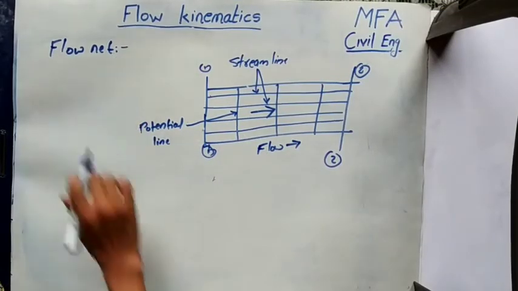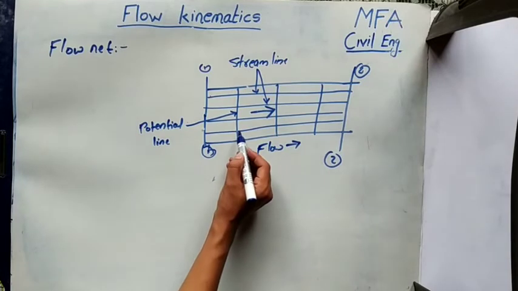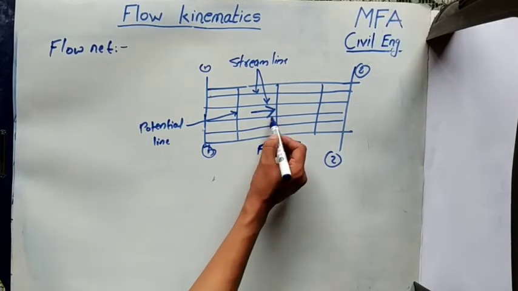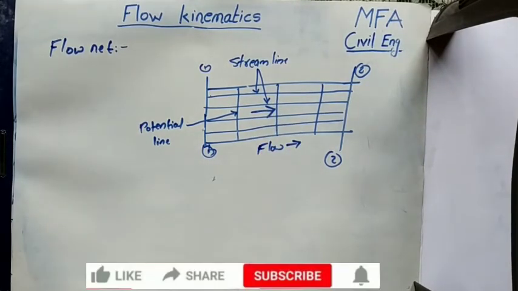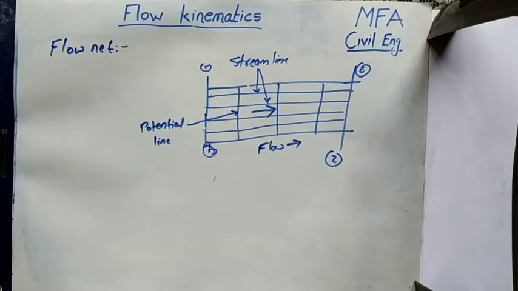Now the flow net: the grid which is formed by the series of potential lines and streamlines is called a flow net. This is an important tool in analyzing two-dimensional irrotational flow problems.